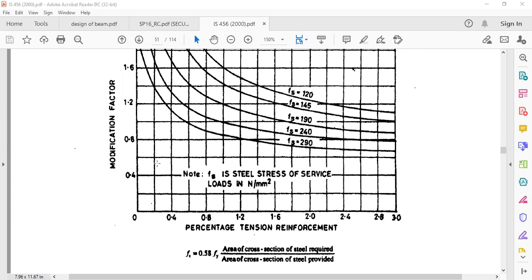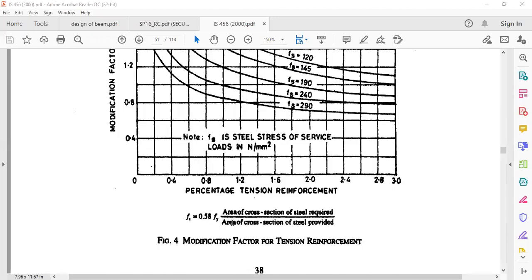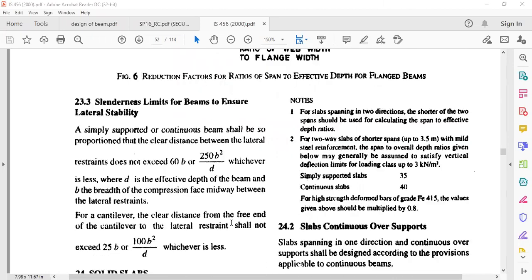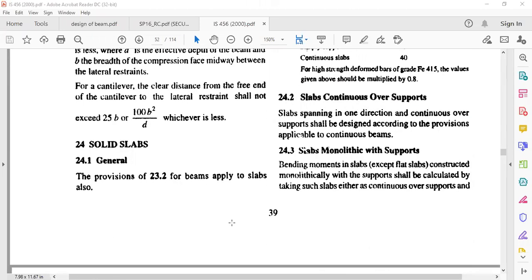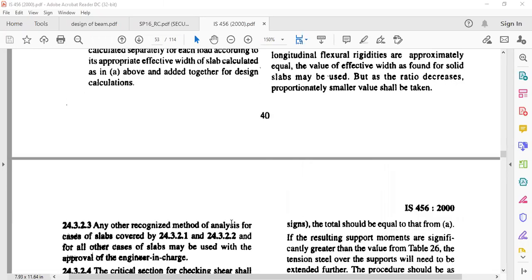We have also seen the modification factor. This modification factor depends upon the percentage of tension reinforcement as well as this Fs, that is, 0.5 Fy times the ratio of the cross-sectional area required to the cross-sectional area provided. So whatever things we have considered earlier are already from this IS code itself. Then there are the different considerations for the solid slab and all those things.